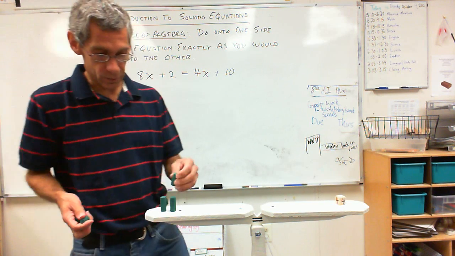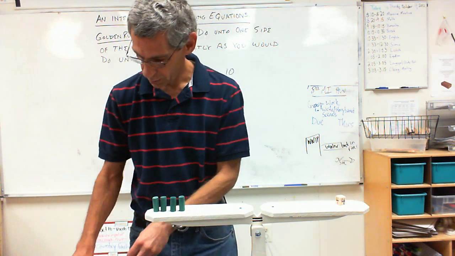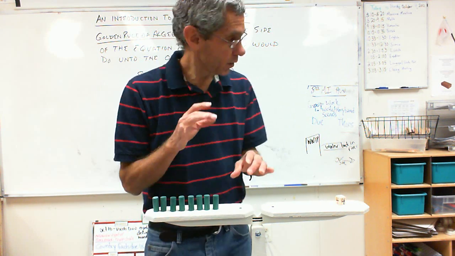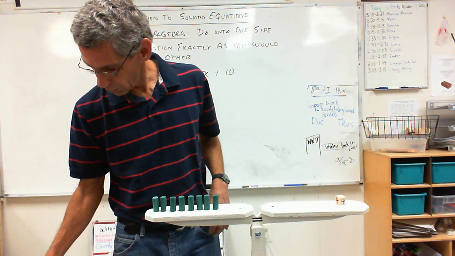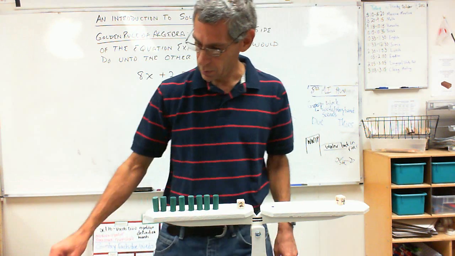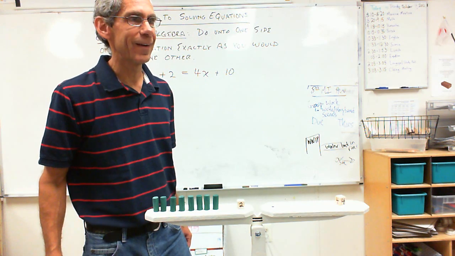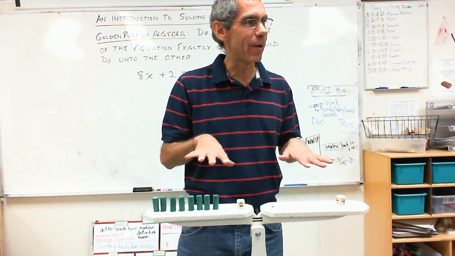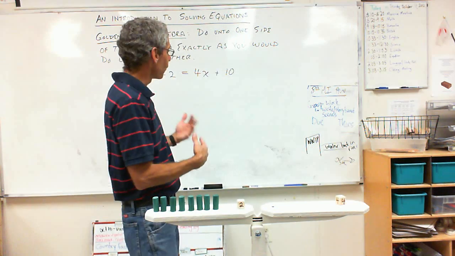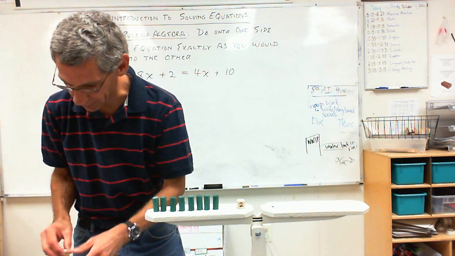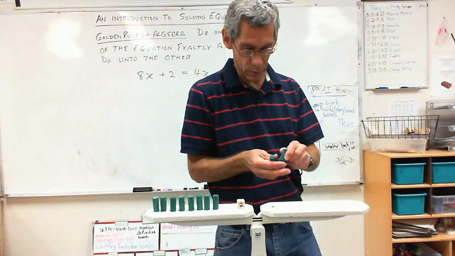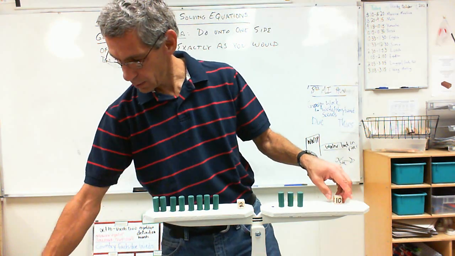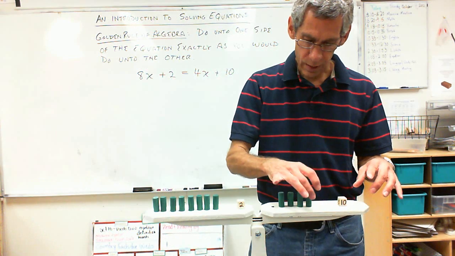So we've got 8 x's: 1, 2, 3, 4, 5, 6, 7, 8. And then plus what? Plus 2. Where's my 2? Boom. It's because I have magical powers. I'm keeping it balanced just for a moment, right? And then I have 4x plus 10. Where's my 10? There's my 10. And here's my 4 x's.